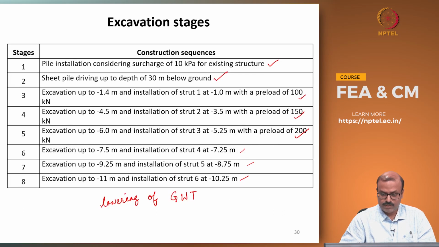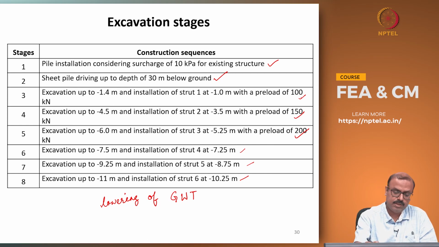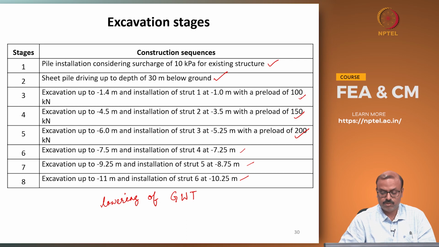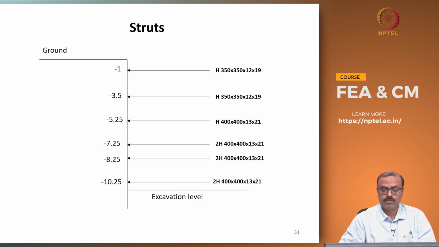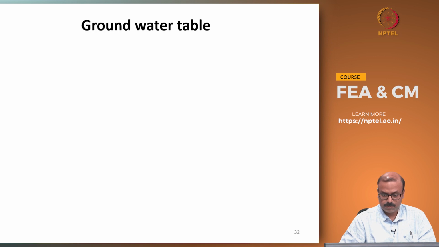So, as you can see again in the stages, we have 6 levels of strut, but only the top 3 levels need preloading to control the pile, the sheet pile deflection. So, these are the different strut locations with different strut sections.